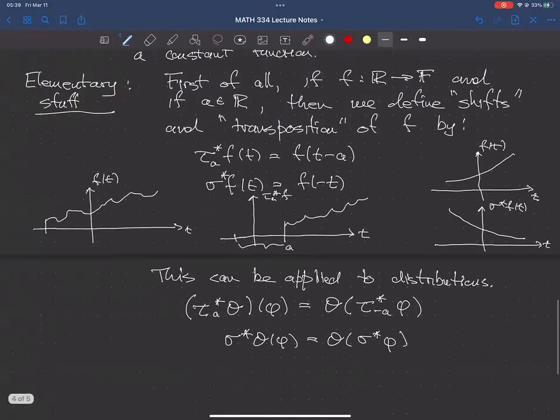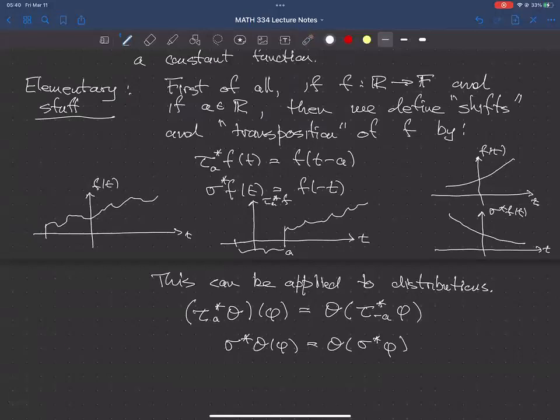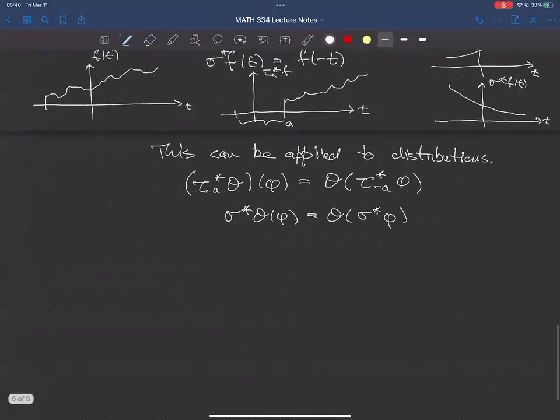And so the point is you can do all kinds of things like this. By doing things to the test signals, you can infer the same kind of operation on distributions themselves.